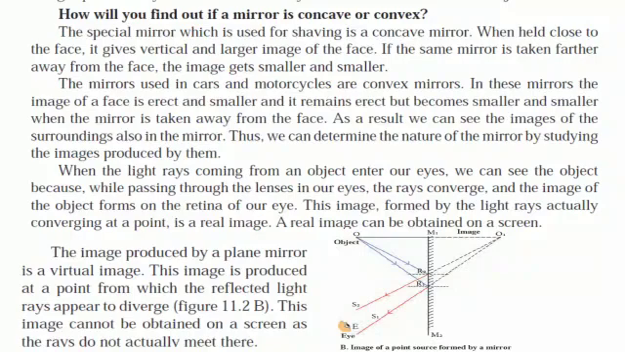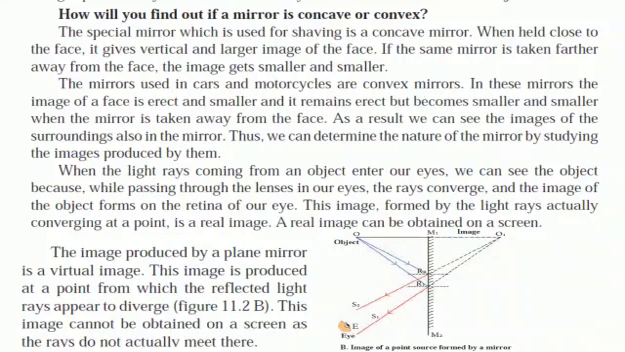The special mirror which is used for shaving is a concave mirror. When held close to the face, it gives an erect and larger image of the face. If the same mirror is taken farther away from the face, the image gets smaller and smaller. So which mirror is used for shaving? Concave mirror. What is happening in this? An erect image is formed and the size is also larger.